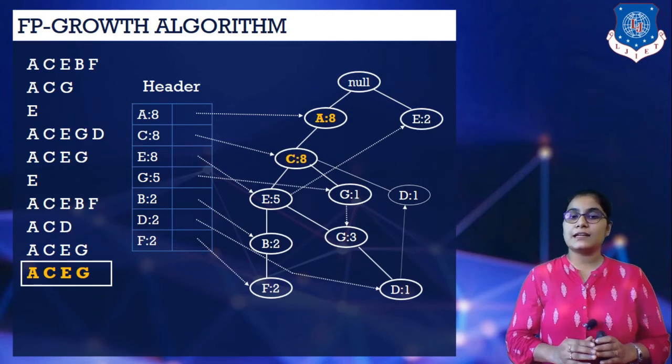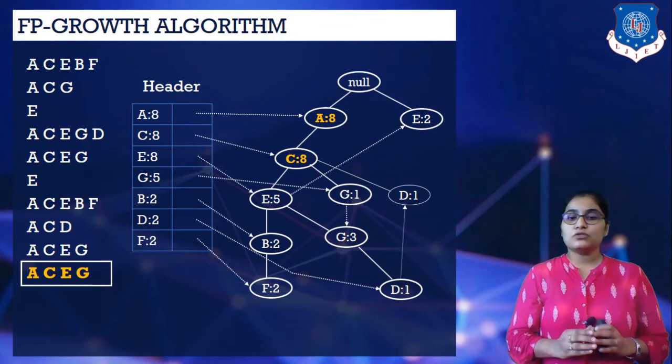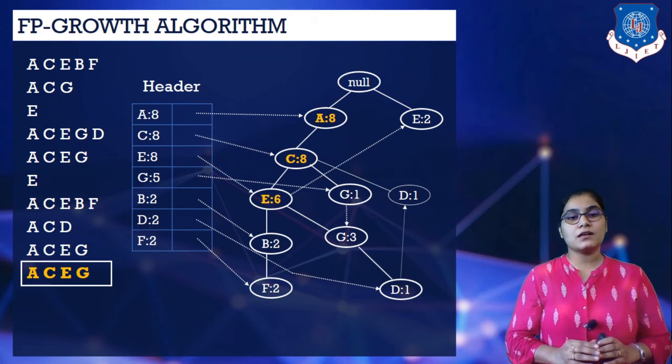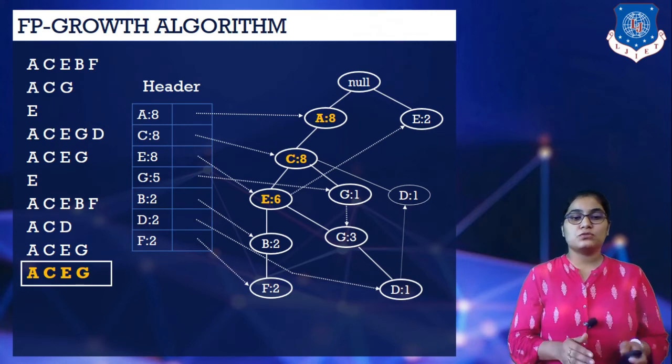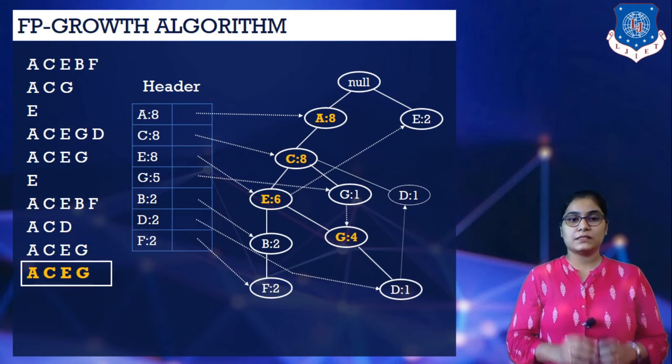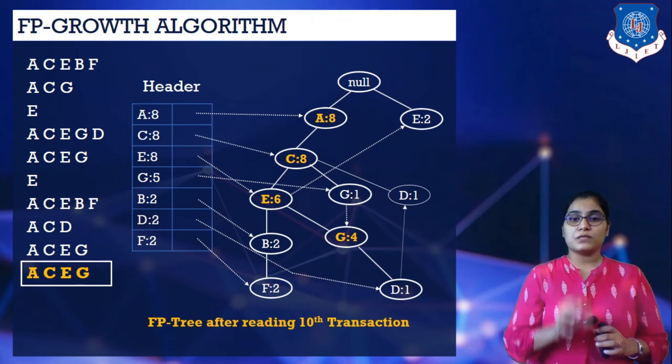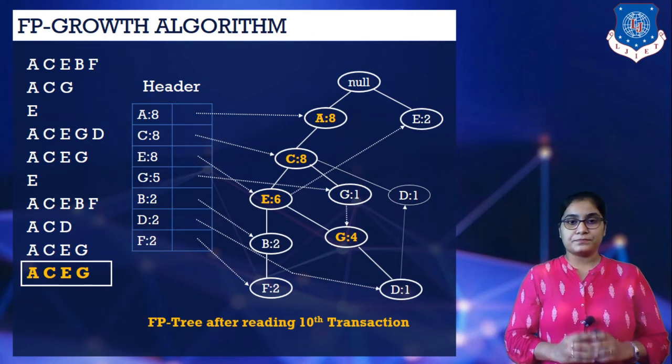We have directly connected node C, so we have incremented the count of node C. Check for node E. We have a directly connected node E to C, so we just incremented the count of node E. And last is G. We have a directly connected link from node G to node E, and that's why we just incremented the count of node G. So this is how our tree looks like after the 10th transaction. Now the final stage is to find out the frequent item set from this FP growth tree.